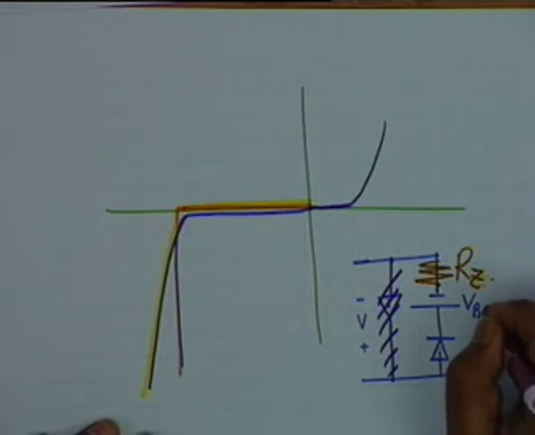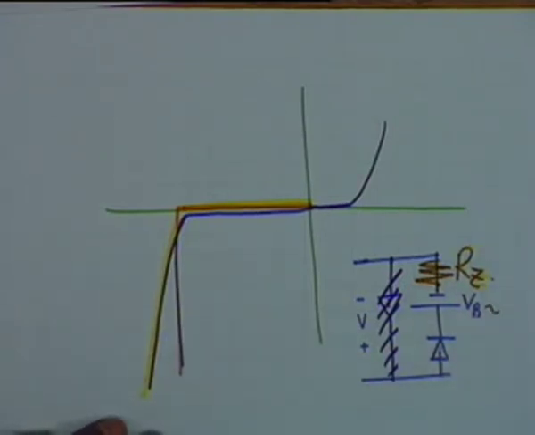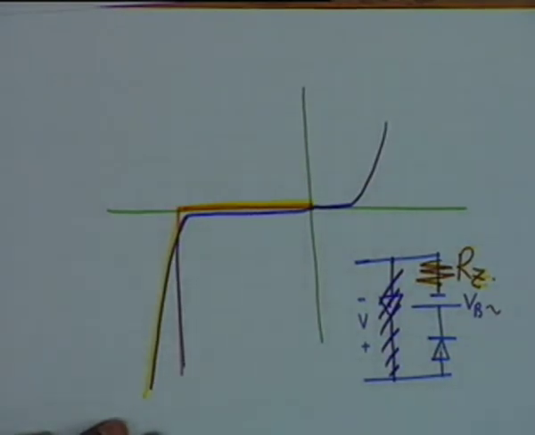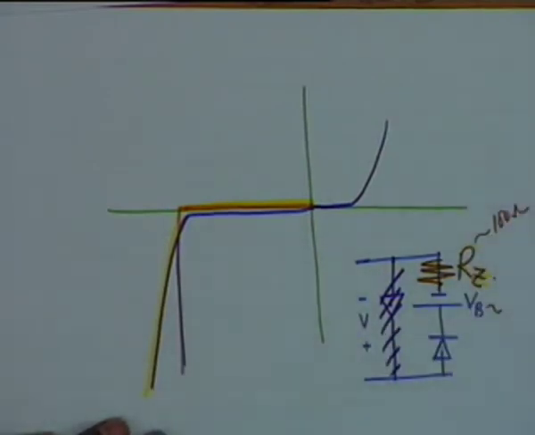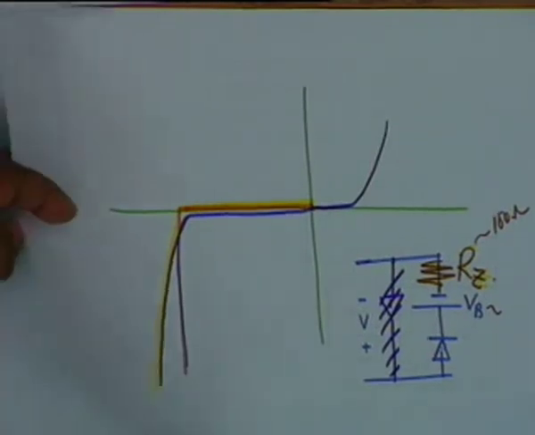VB, as I said, can be controlled. You can get Zener diodes right from let us say 6 or 7 volts to 100 volts by controlling the doping. This resistance is of the order of 100 ohms. And to illustrate the application of the Zener diode, the most important application, namely a Zener voltage regulator, we take an example.